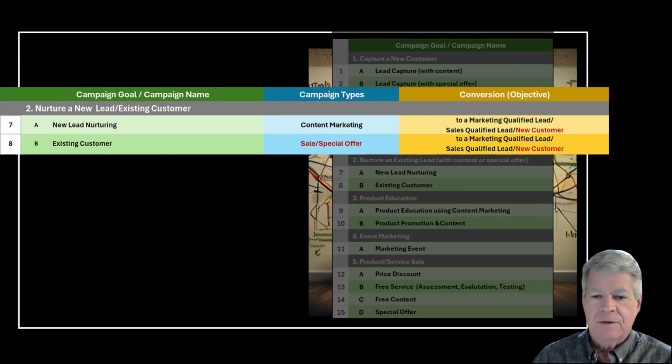There are two types of campaigns for goal number 2, which is to nurture a new lead or an existing customer. The two are nurturing a new lead, which is campaign number 7, and nurturing an existing customer, which is campaign number 8. Campaign number 7, the new lead nurturing campaign, is a content marketing type of campaign. The conversion or objective is to a lead or a new customer.